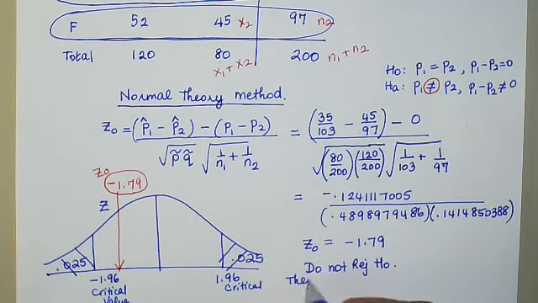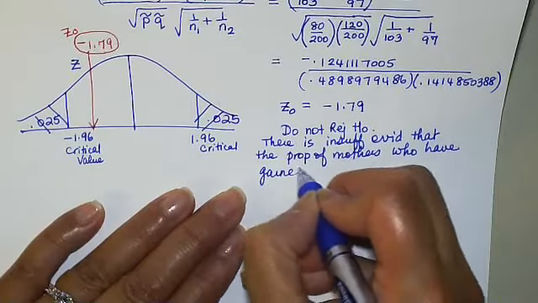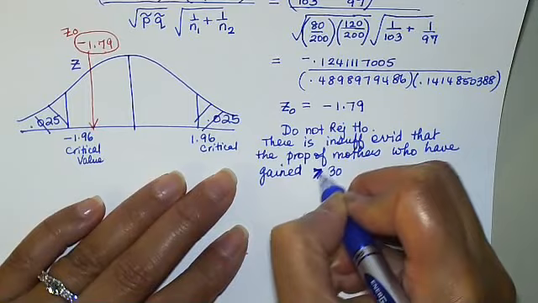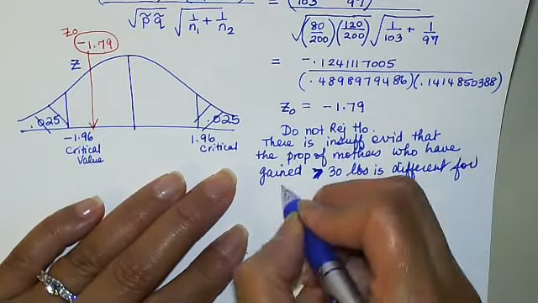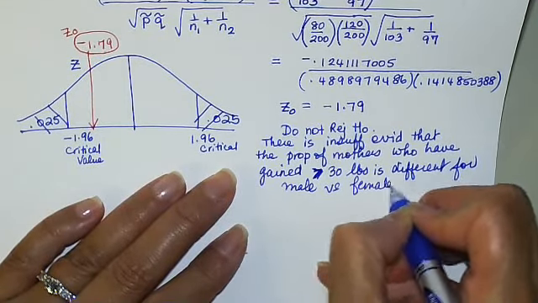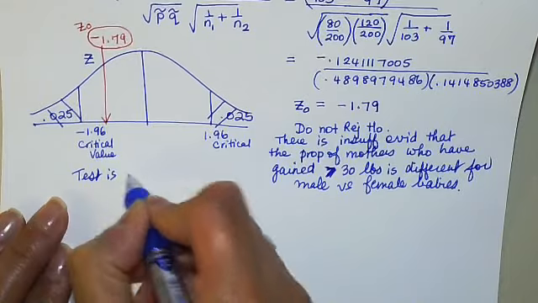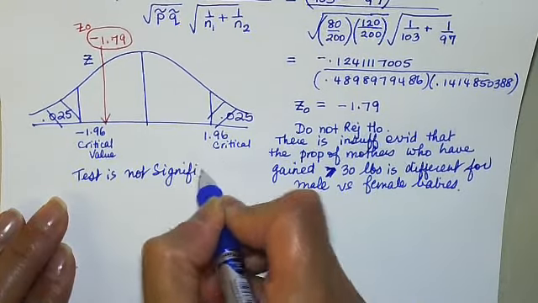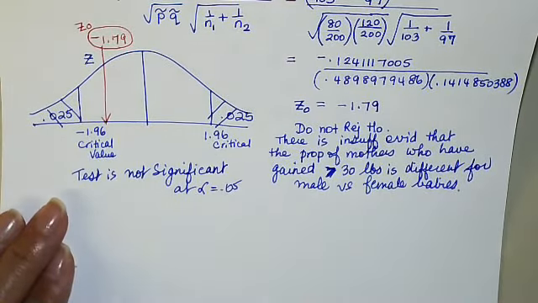So conclusion, do not reject H naught. There is insufficient evidence that the proportion of mothers who have gained more than 30 pounds, actually it's just greater than 30 pounds, is different for male versus female babies. The test is not significant at alpha equals 0.05.